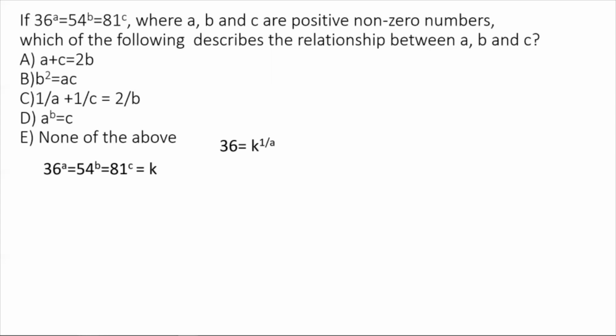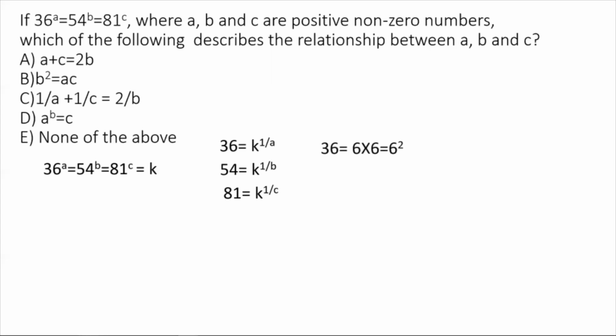So now we have actually a set of three equations. The first one is 36 to the power a is equal to k, and from that we have 36 equal to k to the power 1 by a. And similarly, we have from the other two, 54 is equal to k to the power 1 by b, and 81 is equal to k to the power 1 by c. Now we need to examine what these numbers 36, 54, and 81 are, and if we can find how they're related between themselves, then we can potentially link the quantities in k in the same way.